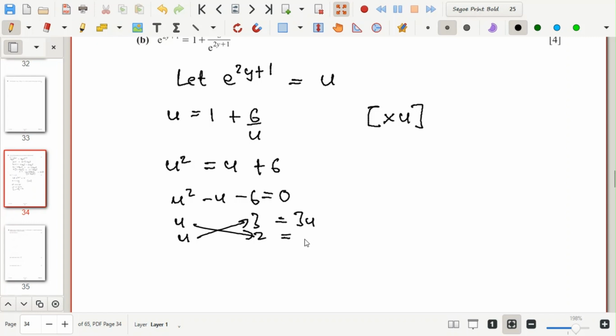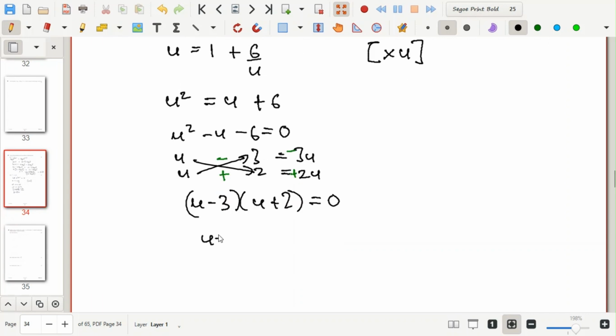This should give me, what can I do to this 2 to get the middle term? Negative, positive. It gives me negative U. Okay? Negative, positive. So U is equal to 3 or U is equal to negative 2.